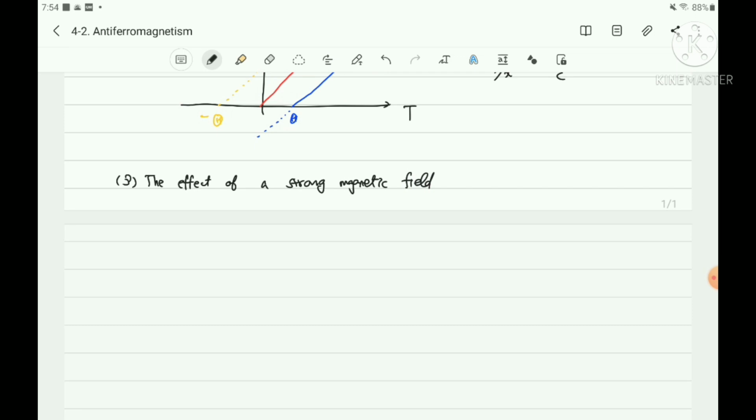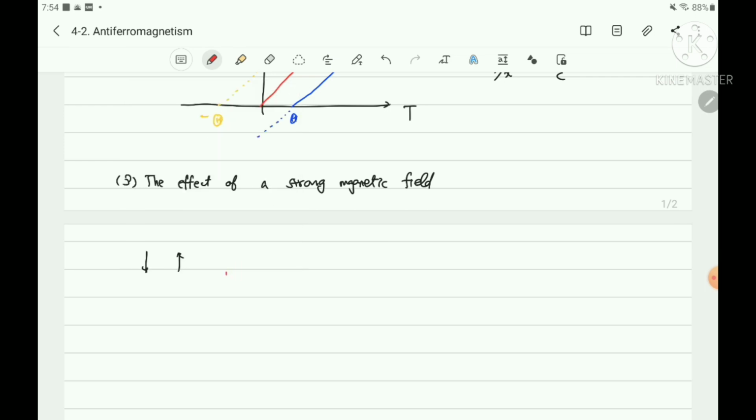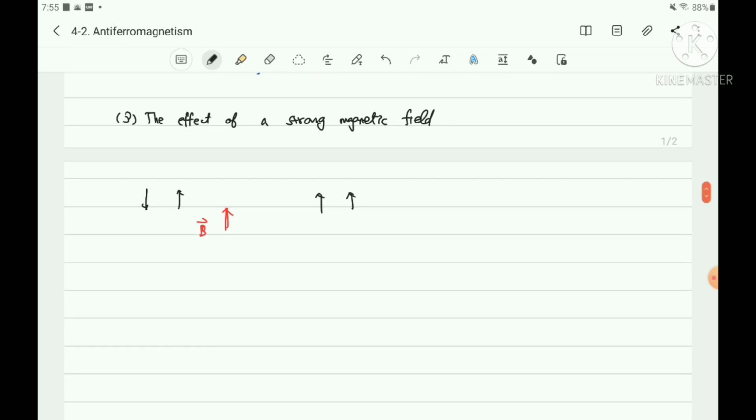And also here, the antiferromagnetic interaction case: for a high enough magnetic field, spin alignments exist. Therefore, in this case, the spin becomes parallel with the applied magnetic field. It is a spin flip transition.